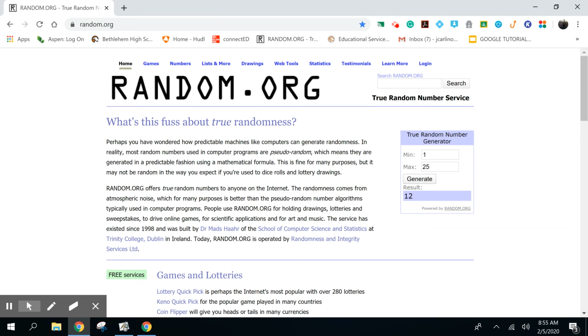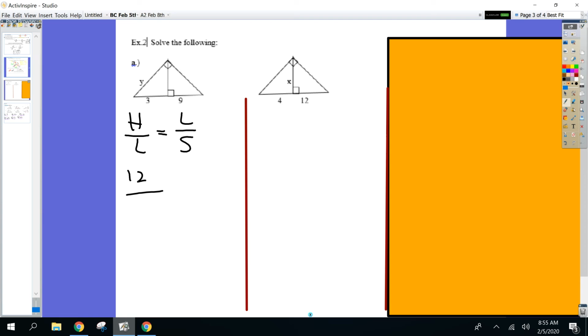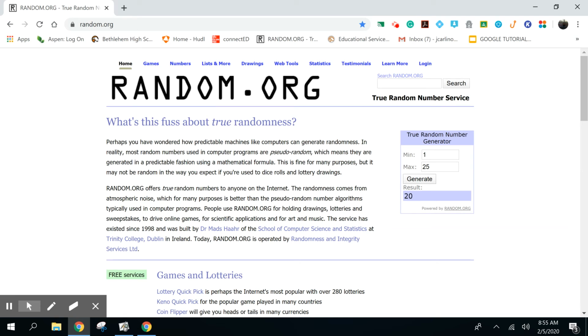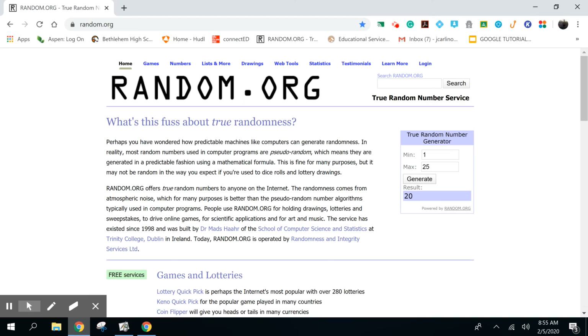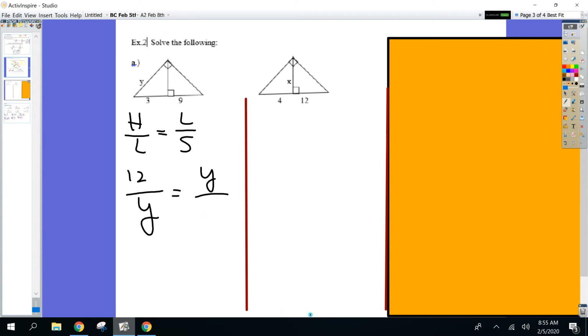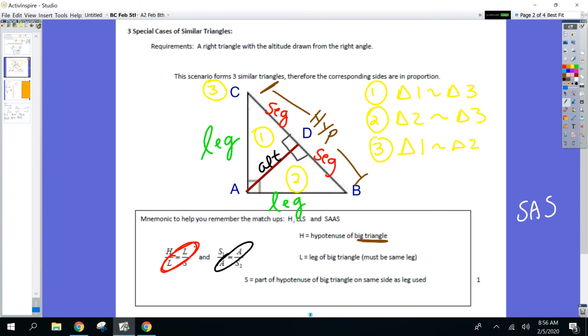What's the L stand for? 12. What's the L stand for? Leg. Leg of the original right triangle, and only one is labeled. What is it, Maya? Y. What's the other L stand for? Same leg, which is Y. Means are the same when we do these. These are all mean proportionals. Means are the same. And what's the S stand for? 3. What's the S stand for? You're better than that. Doesn't stand for side, stands for segment.